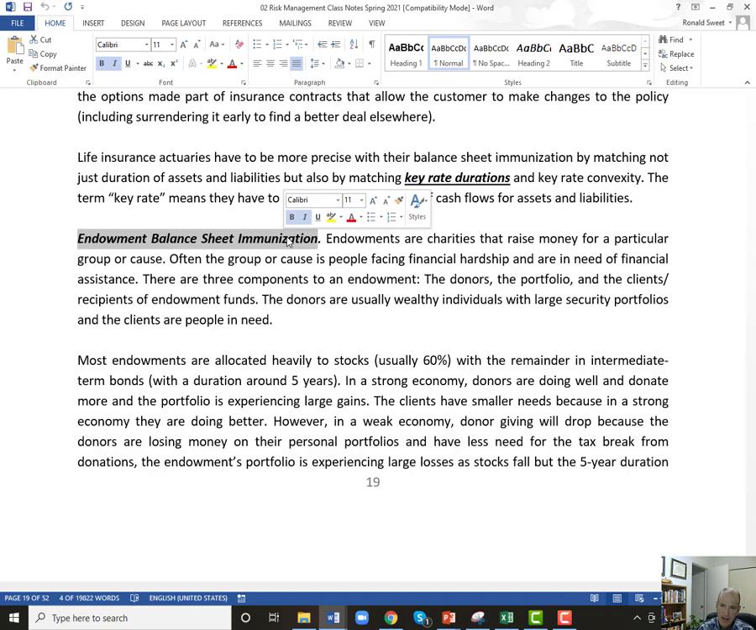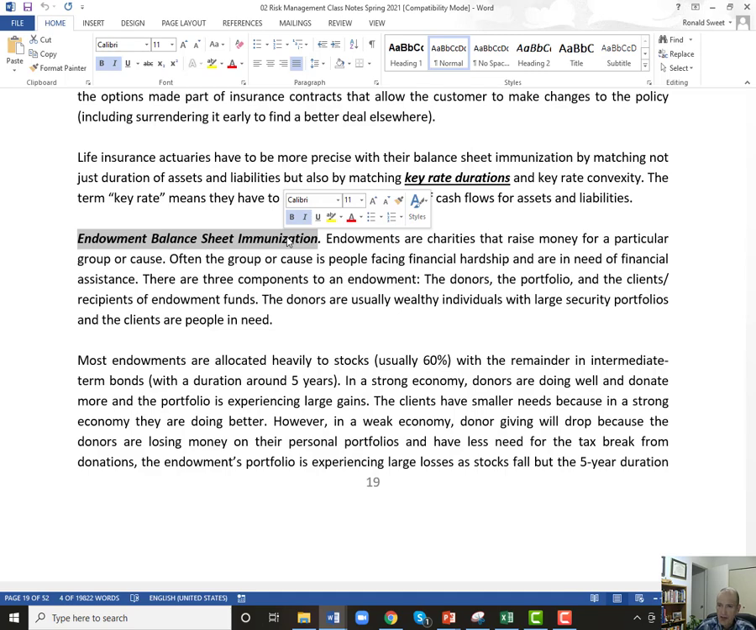So let's think about endowments. Now again, this applies more to price risk, but I do want to bring it up here, and we'll probably come back to it when we talk about price risk. But think about, there are three components to an endowment. There's the donor, there's the portfolio that the donor's money is put into, and there's the clients, the recipients of the endowment's funds. The donors are usually wealthy individuals. My charity is being supported by middle class people who are sending us $100, $200 a month. But large endowments like the one I worked with at UTSA, their donor was UTSA itself.